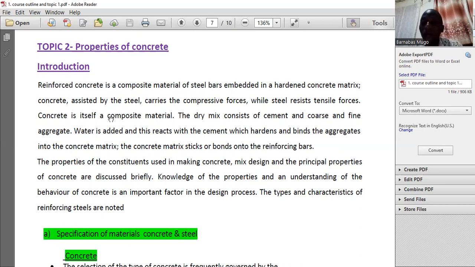Then we have plain concrete, which does not have any reinforcement bars. So we are going to look at reinforced concrete. It is a compound material because it has the concrete part and the reinforcement part. Reinforced concrete is made up of the reinforcement material and the concrete material. The combination of the two forms the composite or compound material.